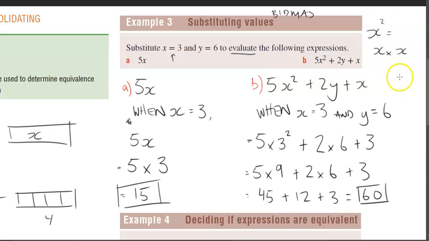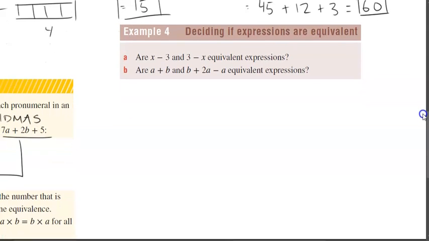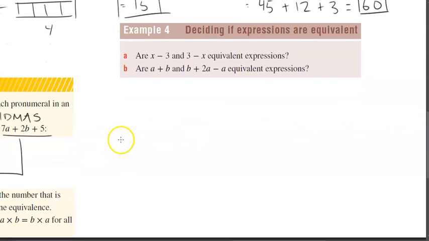So just be careful. I've seen people get into this weird habit where they do 5x and they substitute 3 into here, and they end up with the answer 53, because they've simply done a straight substitution, not knowing that there's a multiplication in between. This right here is incorrect.